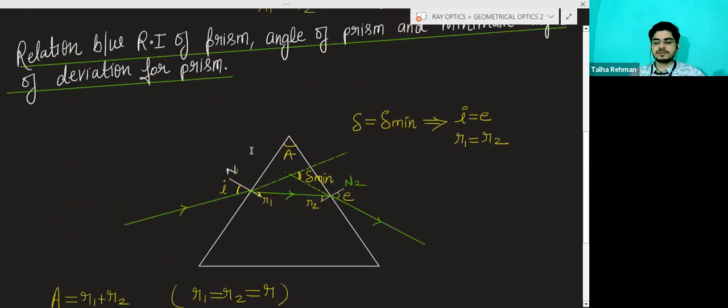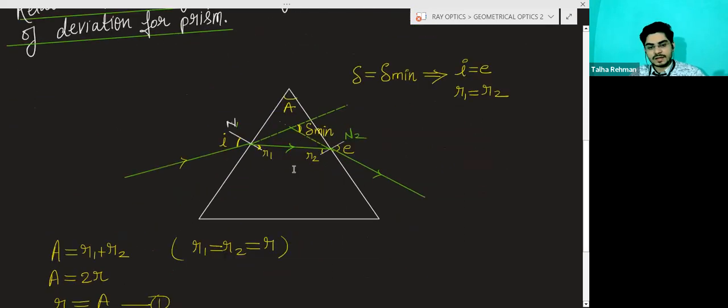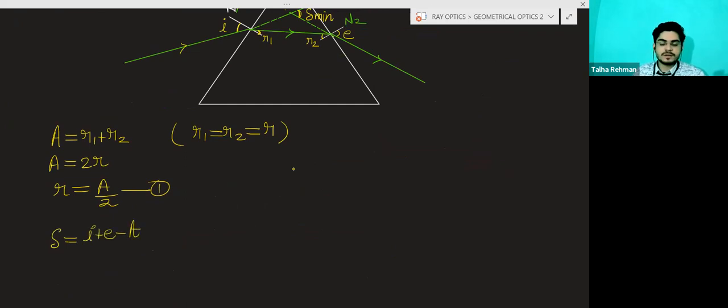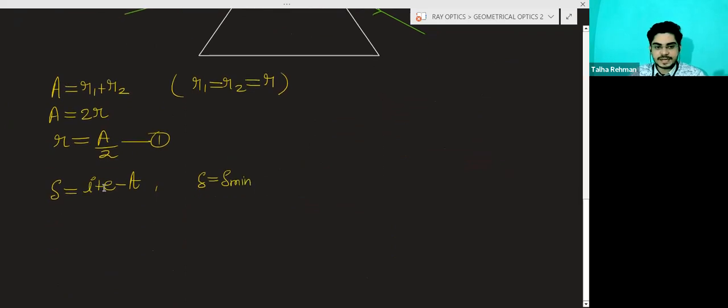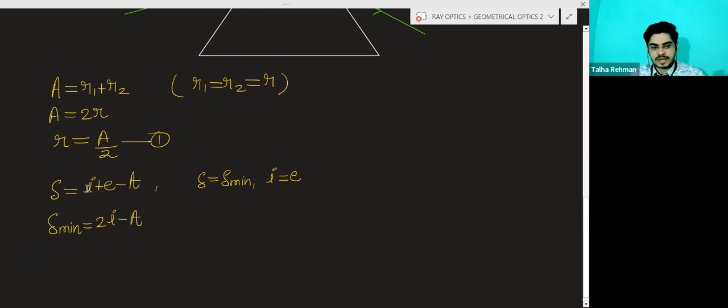This is the case when the ray is suffering the minimum deviation. One more relation we have: angle of deviation is equal to angle of incidence plus angle of emergence minus angle of the prism. But in this case, delta is equal to delta minimum. And I and E both are equal, I is equal to E. So I can write delta minimum is equal to 2I minus A. I and I become 2I.